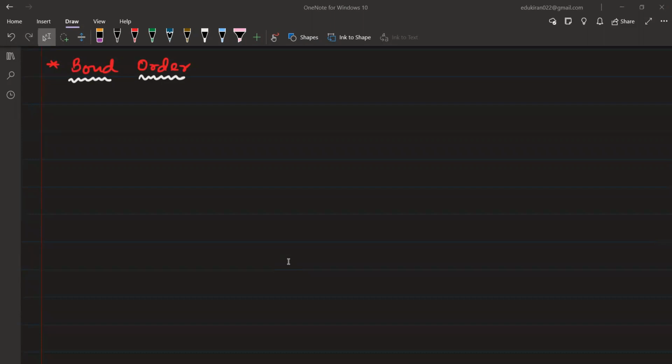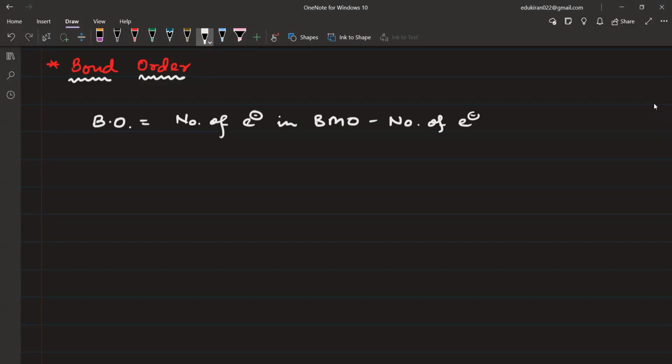Okay. Right. Bond order. So bond order is given by the formula. It will always be a number. So bond order is equal to the number of electrons in BMO, that is bonding molecular orbital, minus the number of electrons in ABMO, anti-bonding molecular orbital.